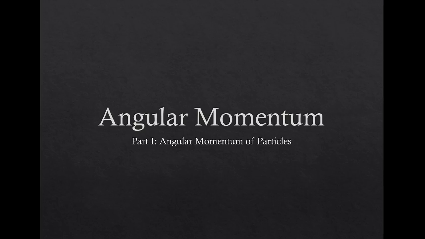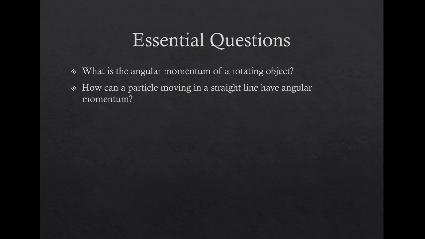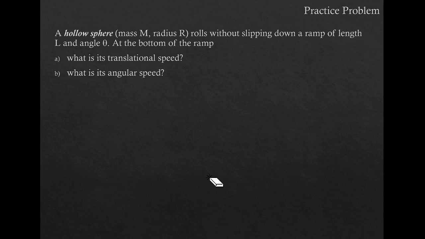Okay, welcome back everyone. In the next few videos, we're going to start talking about angular momentum. This is the last of the analogs that we're going to study for now, analogs between linear motion and rotational motion. But this is a very important one. What we're trying to figure out is, first of all, what's the angular momentum of a rotating object? And then, how can a particle moving in a straight line actually have angular momentum? Before we do that, we're going to do one more example problem involving rotation.